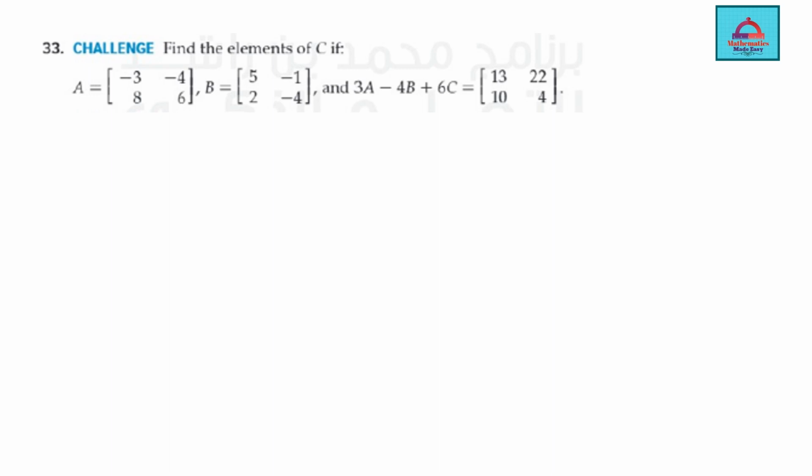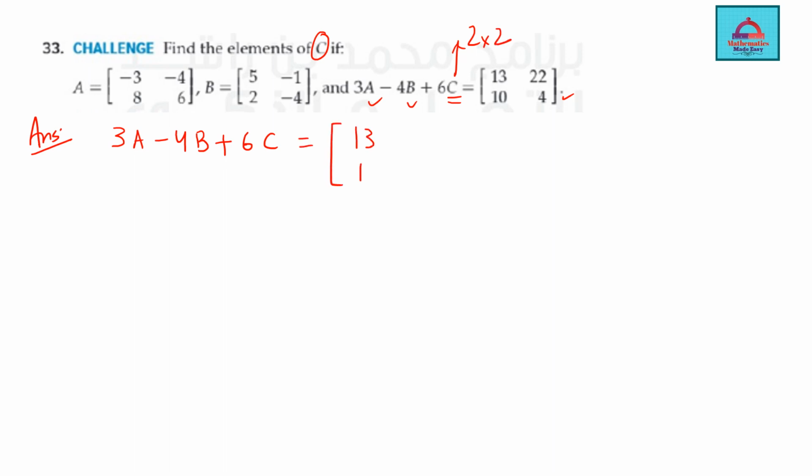Next is a challenge question, and challenges are always good to do. So let's do this challenge question, and we are going to be doing each of the steps one by one. Here you need to find the elements of C such that A, B, and this matrix is given. So let's find 3 times A minus 4 times B plus 6 times C. Now C is not given. Definitely C will be a 2 cross 2 matrix. So you can just write the result as of now as 13, 10, 22, and 4.